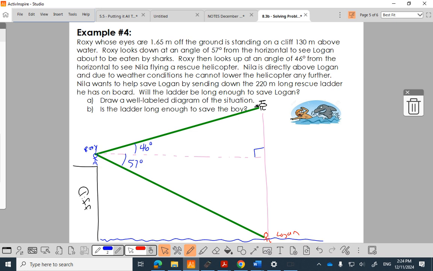I actually know one of the sides here. Tell me what's something in my diagram that I know? It's not the 220. The 220 I'm going to have to use at the end. You know it's 130, and she's also 1.65 off the ground. Yeah, we know this one here.